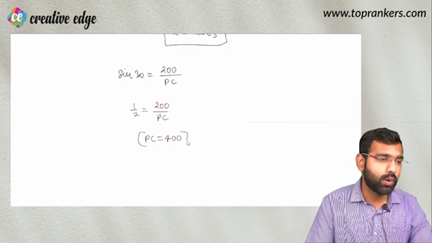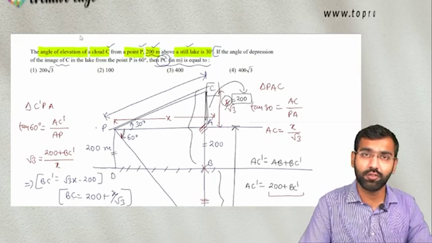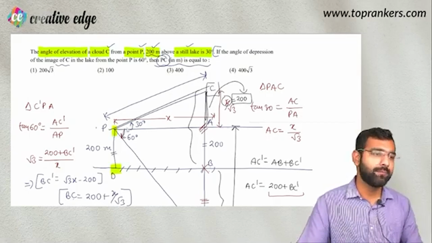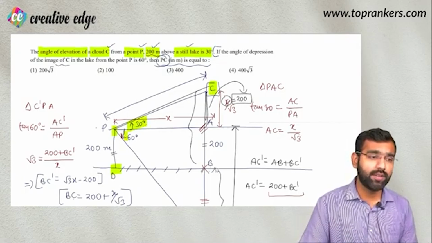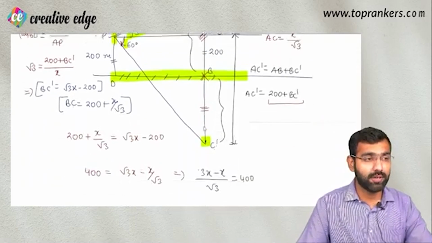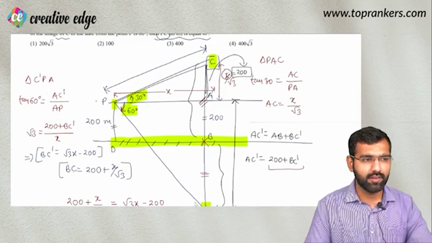I repeat, what we have done so far is we have used a few pieces of information. First of all, don't create any confusion in the diagram. There is a point 200 meters above the lake, from where the angle of elevation of a cloud is given as 30 degrees, and from the same point the angle of depression of the cloud's image in the lake is given as 60 degrees. So first use this triangle, then use that triangle.